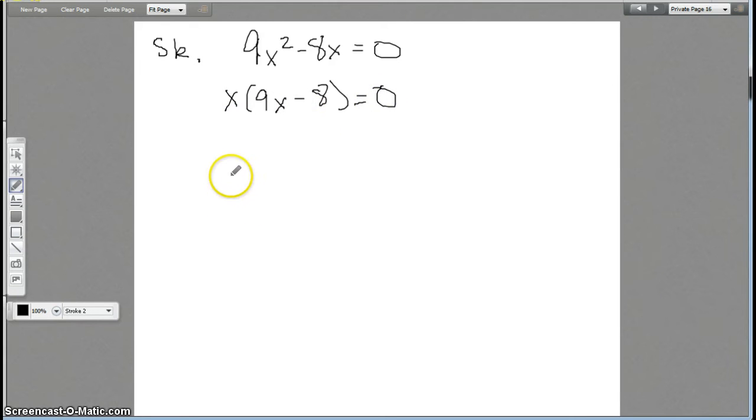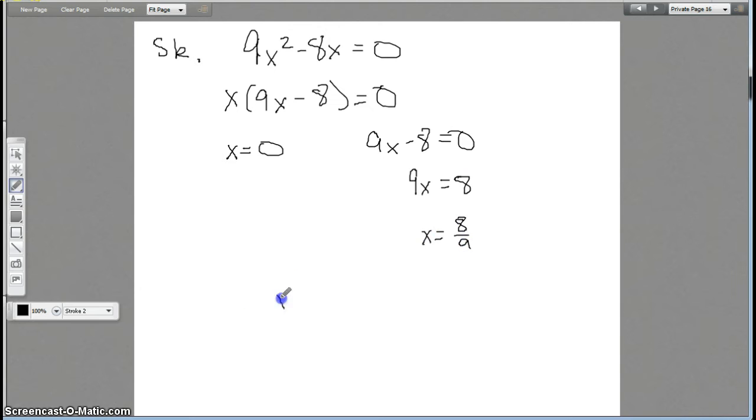This is two factors, so we need to set each factor equal to 0. x equals 0, and 9x minus 8 equals 0. So we need to add 8 to both sides to get 9x equals 8. Divide both sides by 9 to get x equals 8/9. Our solutions for this are x equals 0 and x equals 8/9.